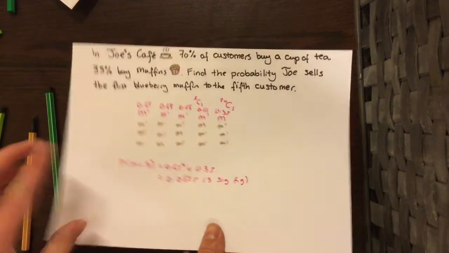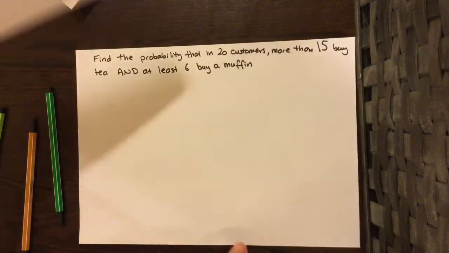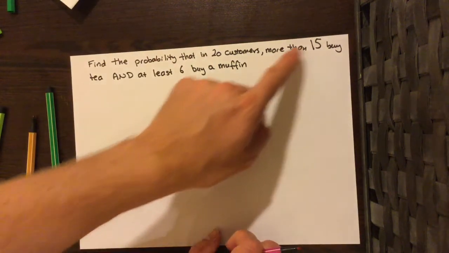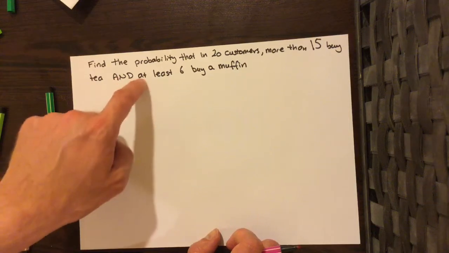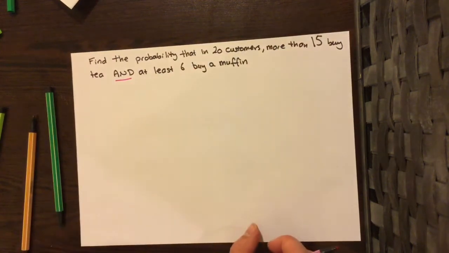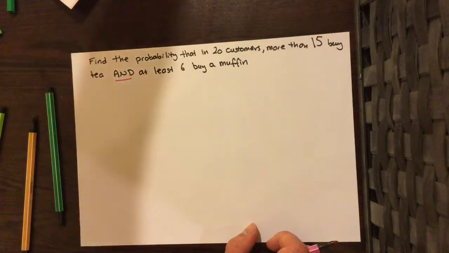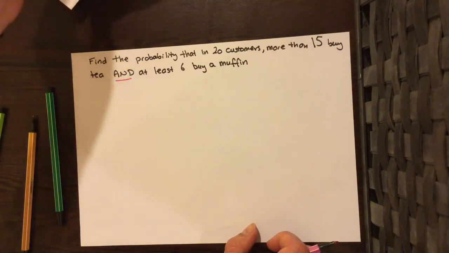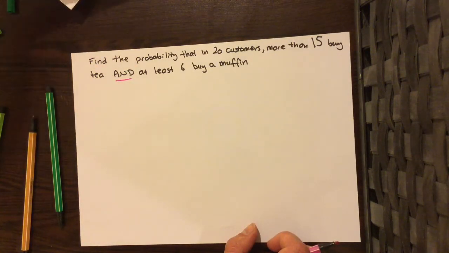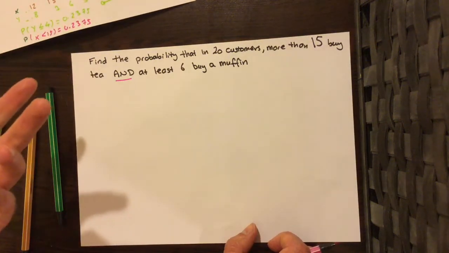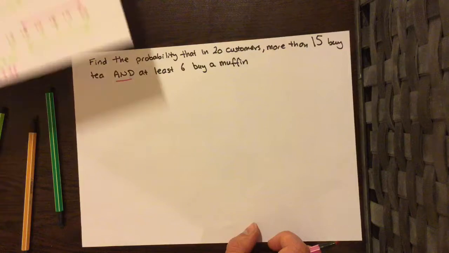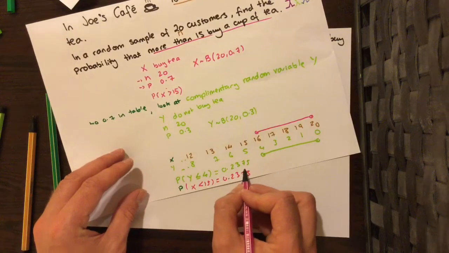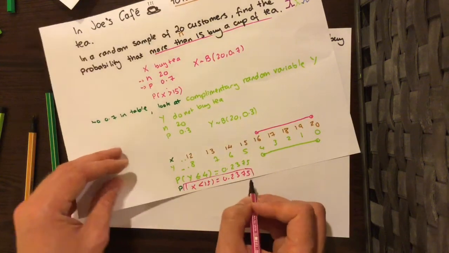And our final part of the problem, which should be here somewhere. There it is. Find the probability that in 20 customers, more than 15 buy tea, and, the key word there is and, at least 6 buy a muffin. So there's two parts to this question you need combining. Let's look at the probability that more than 15 buy tea. We already have this as our very first question. Remember it says more than 15 buy a cup of tea. And we found the answer was 0.2375. So we'll stick to that.